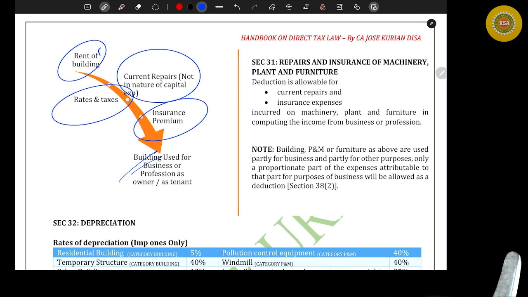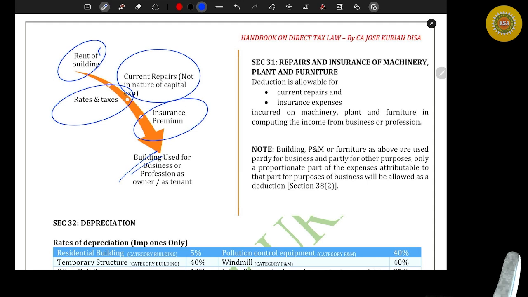Imagine I own this particular building. If I'm the owner, I don't have to pay rent. But I have to incur current repair. What is current repair? Revenue nature expenditure. What is revenue nature expenditure? Those day-to-day expenditures to maintain this particular building are said to be revenue nature expenditure. Are you with me?